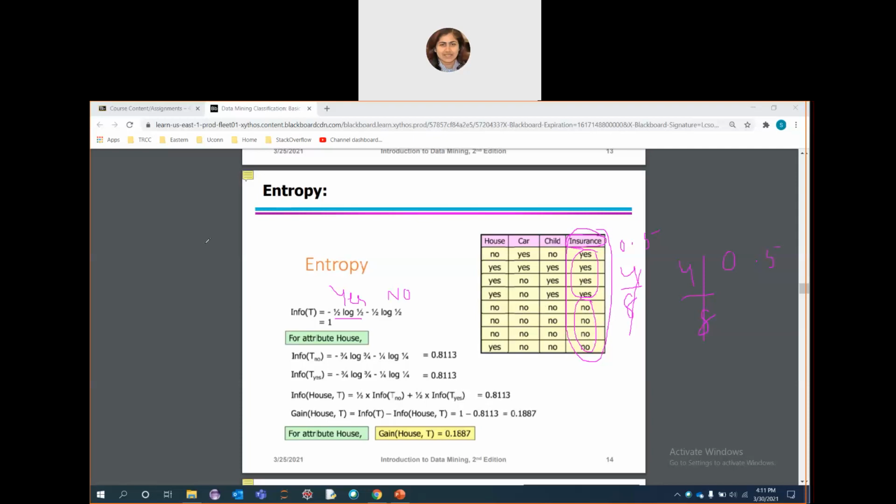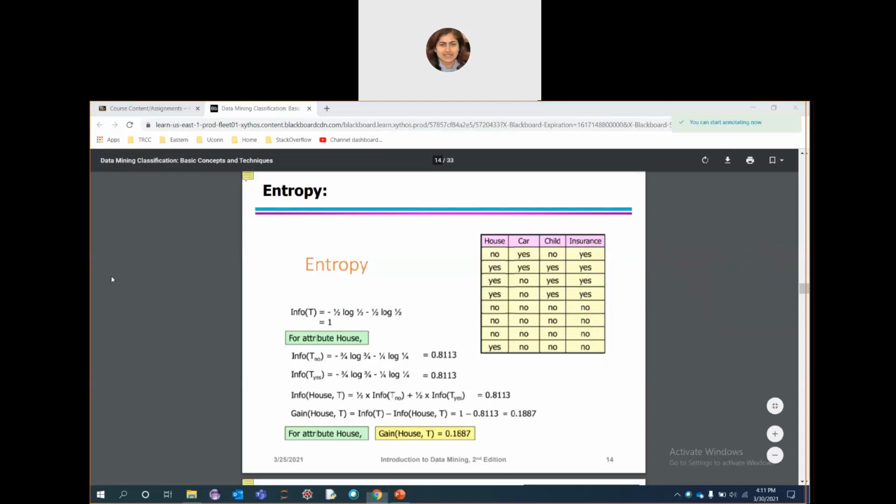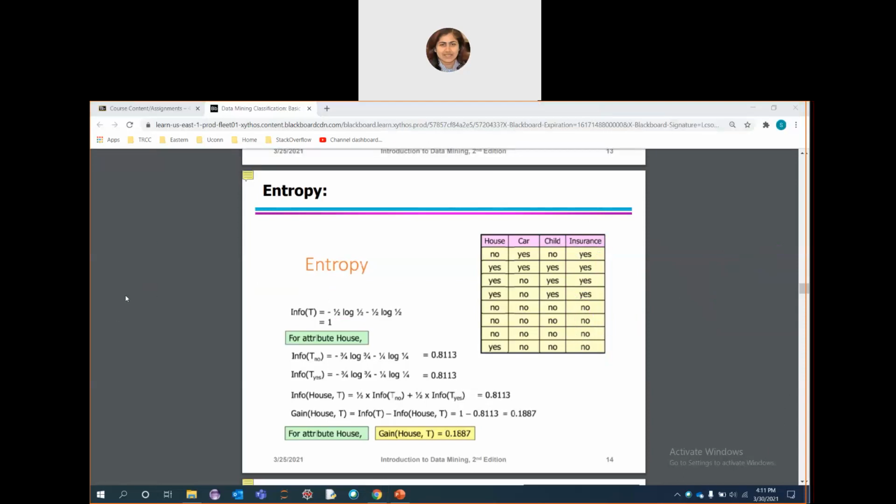Now, after that, we want to find out, for a single attribute, house. First we will look at house, then car, and then child. For the house attribute, what is the total information gain? In order to find that, we need to find out the overall information of no and yes values of the attribute. Then from there we will see what is the information about the given attribute.